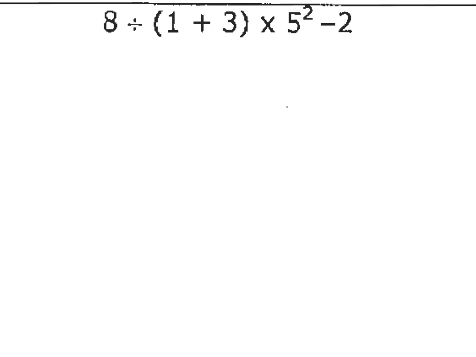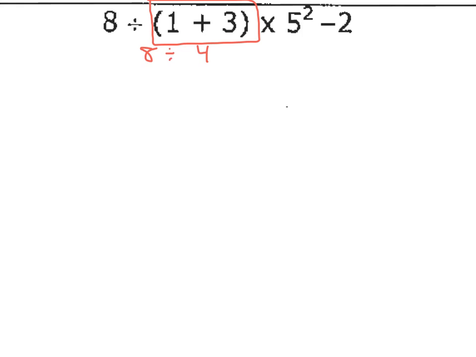Okay, and now let's do the last problem together. We have 8 divided by parentheses 1 plus 3 times 5 squared minus 2. So order of operations tells us to do what's in parentheses first. Now if you have exponents plus addition within the parentheses, you always follow the order of operations within the parentheses first. But here we only have one operation, so we're just going to add. 1 plus 3 is 4.